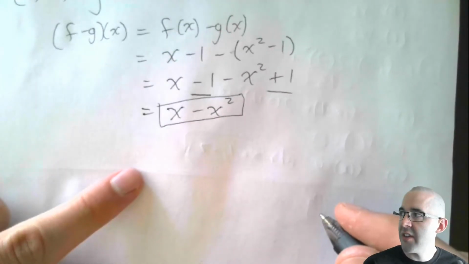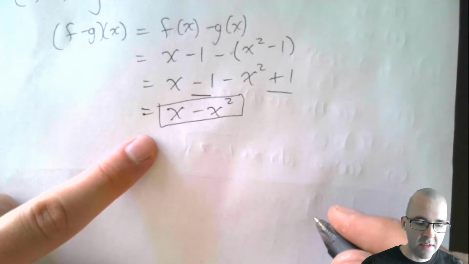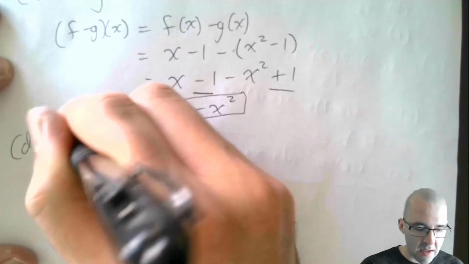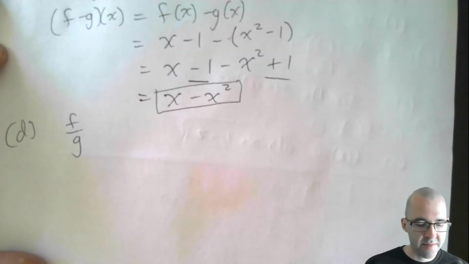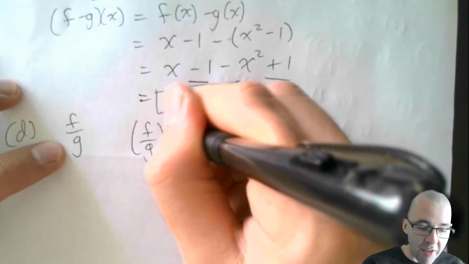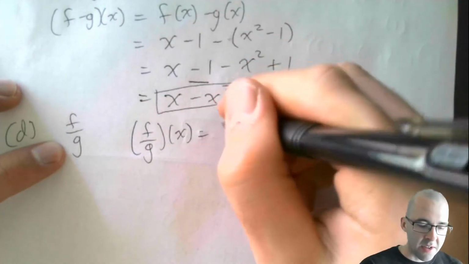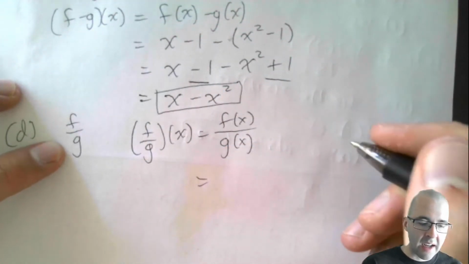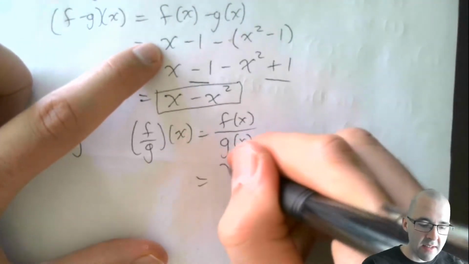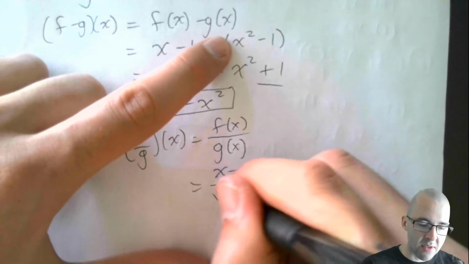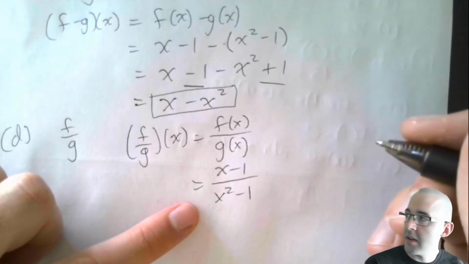That is f minus g of x. All right, last one. F divided by g. So again, this is really just f divided by g of x that we want. Using that definition, that's going to be f of x divided by g of x. And again, what is f of x? F of x is x minus 1. What is g of x? G of x is just x squared minus 1.